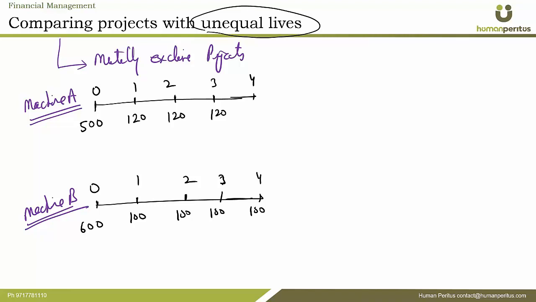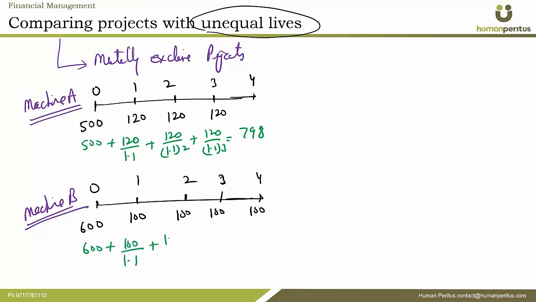Of course, we can calculate NPV for machine A, and suppose your discount rate is 10%. So 500 plus 120 over 1.1, plus 120 over 1.1 squared, plus 120 over 1.1 cubed, and this value comes out to be about 798 rupees. In case of machine B, 600 plus 100 over 1.1, 100 over 1.1 squared, 100 over 1.1 cubed, plus 100 over 1.1 raised to power 4, and this value comes out to be 916.